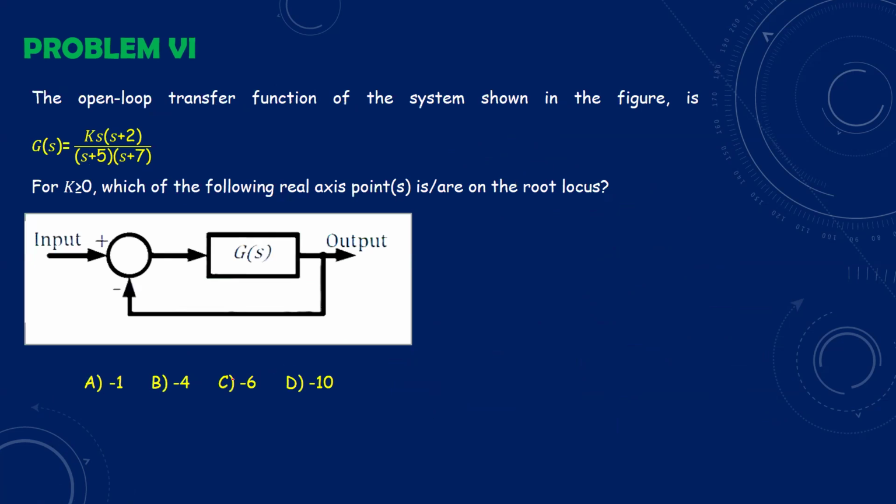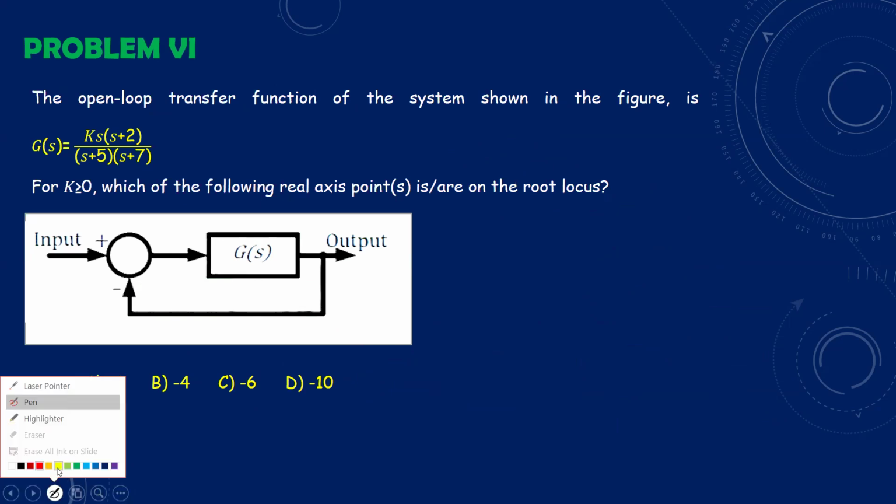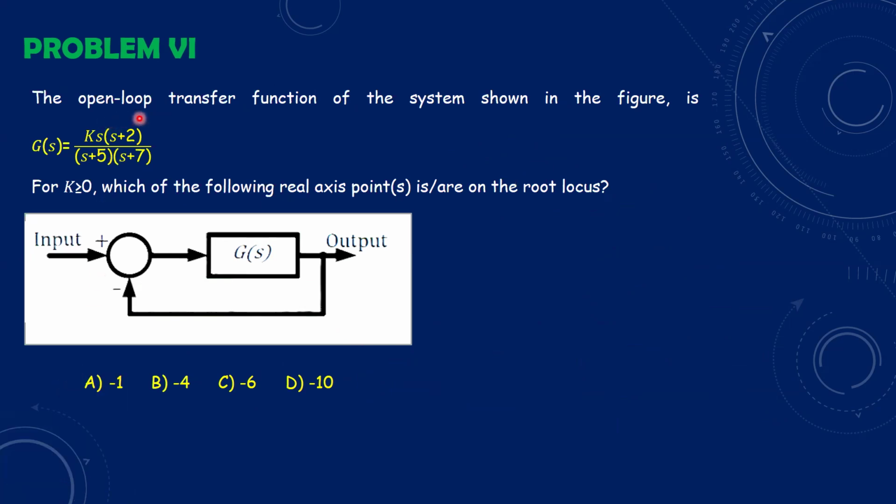And this is the last question. The topic is root locus only. This is one of the MSQ questions, multiple select question. Here, the open loop transfer function is given. For k greater than or equal to 0, which of the following real axis points is or are on the root locus? So multiple options may be correct. We have to check with each option.